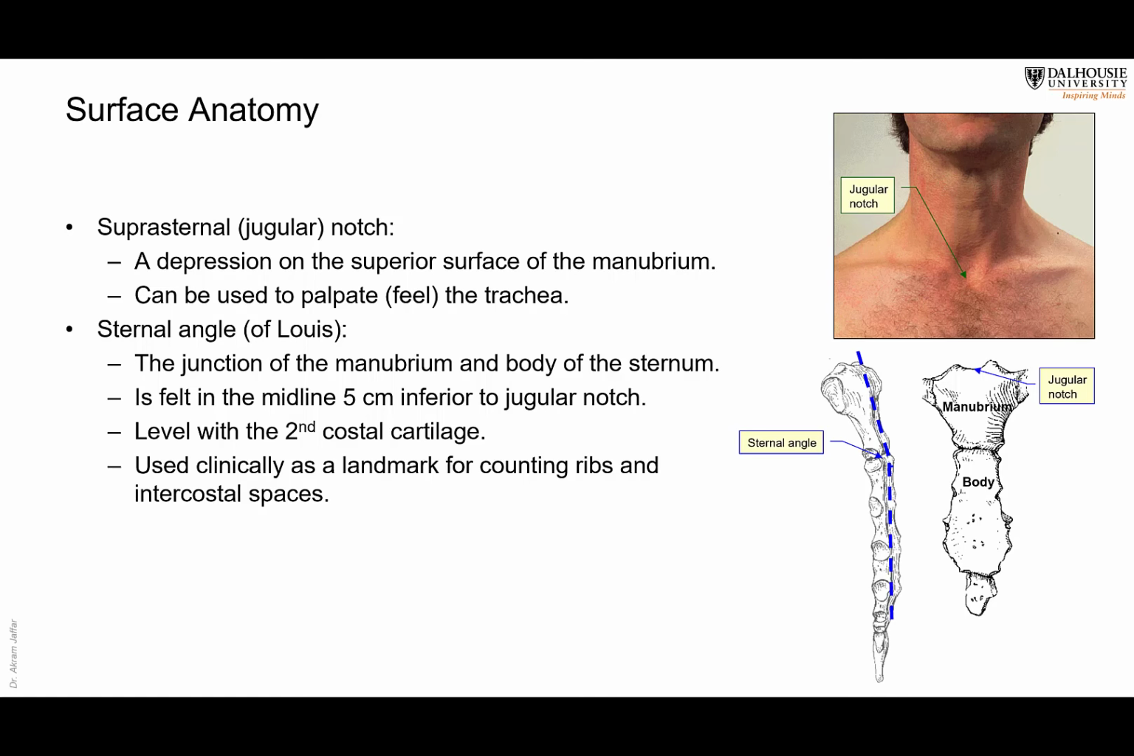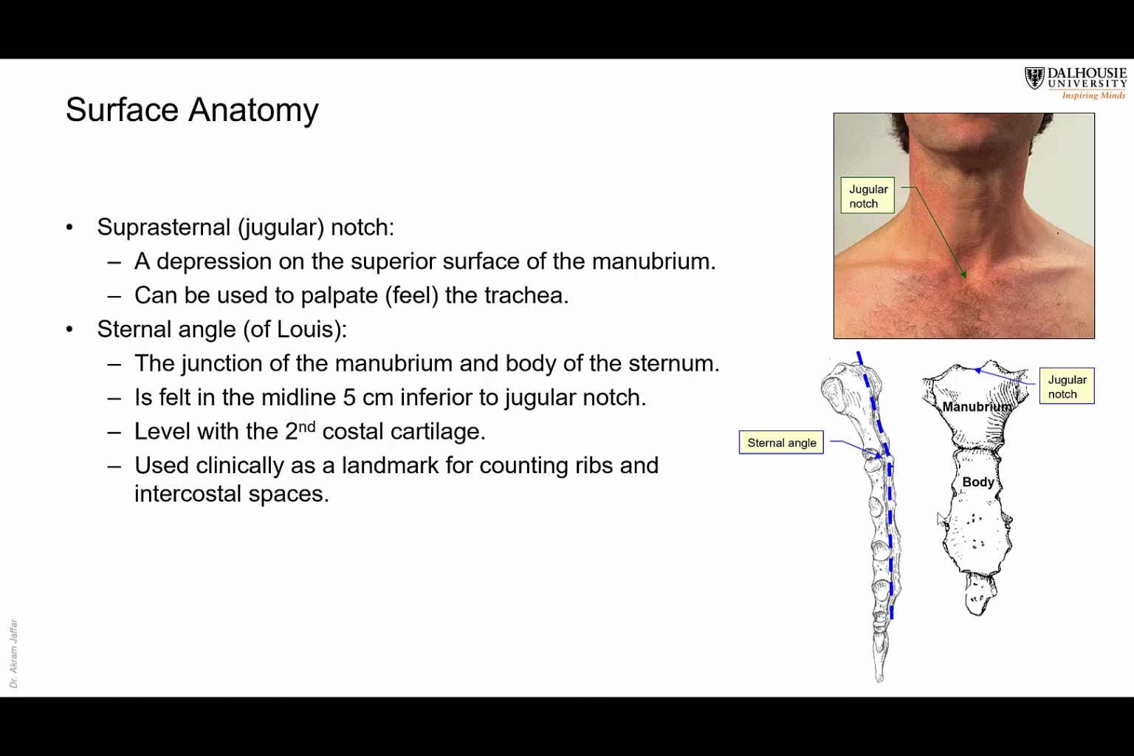Now, if you go down 5 centimeters below, you will feel this ridge here in the midline. It is called the manubriosternal joint, or the sternal angle. It is an angle in the sense that if you look at it in profile, there's a small angle between the manubrium and the body of the sternum. And you can feel it as a ridge in the midline under the skin.